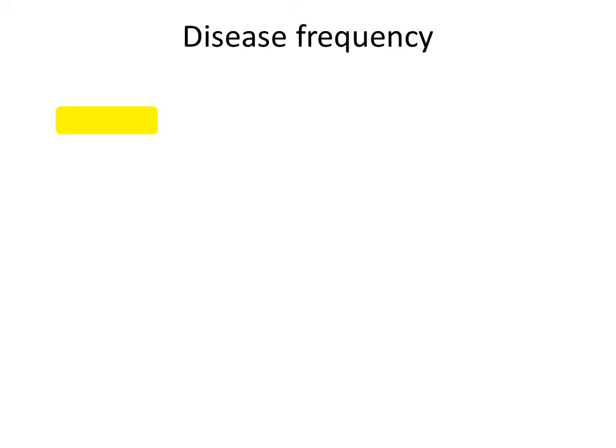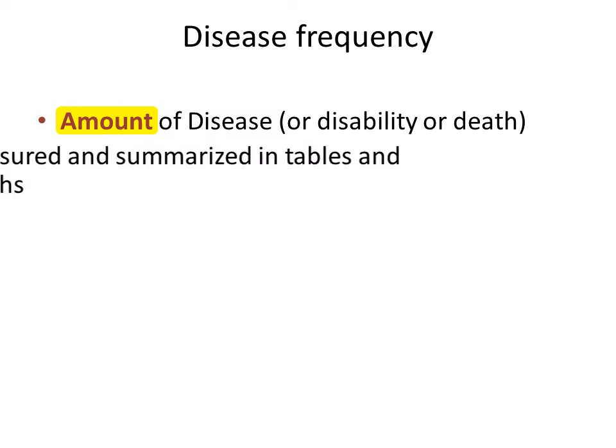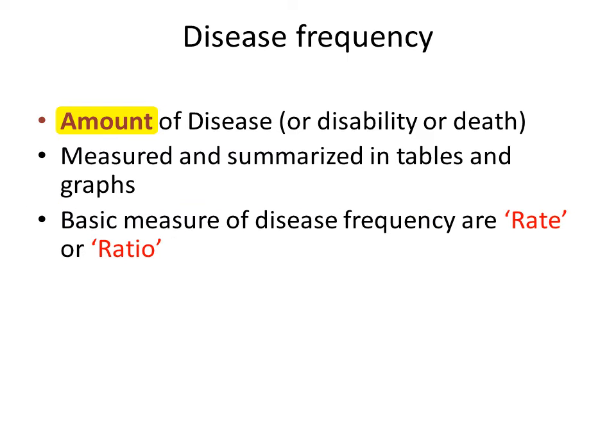What is disease frequency? The frequency or the amount of disease is measured and summarized in forms of tables and graphs. The frequency of disease is expressed as a rate or ratio. We shall discuss more about these terms, that is rates and ratios, in our lecture on measurements of morbidity.